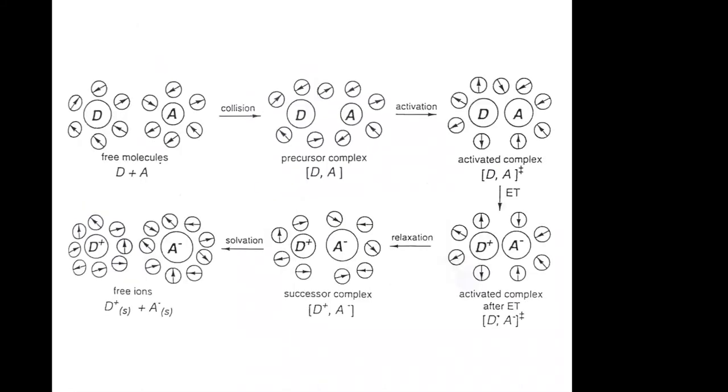So from what I understand, the precursor complex needs to absorb thermal energy in order to become activated. So that's non-adiabatic, correct? Right. But then once it's in the activated complex, it becomes adiabatic somehow? Yeah. So the adiabaticity and that kappa factor is just for this electron transfer step. Okay, got it. Thank you.